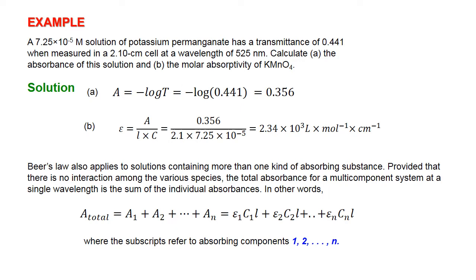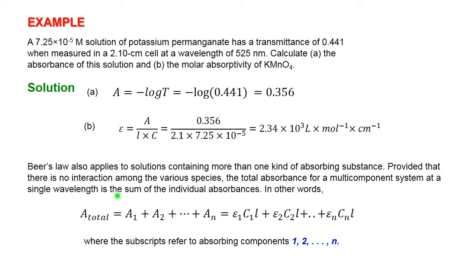Now an example. A 7.25 times 10 to the negative 5 molar solution of potassium permanganate has a transmittance of 0.441 when measured in a 2.10 centimeter cell at a wavelength of 525. Calculate the absorbance of this solution and the molar absorptivity. If we have transmittance, we simply take minus log of this and we have the absorbance value, changing the sign. To get molar absorptivity, we take absorbance and divide by thickness of the cell and by concentration, and we have the value.